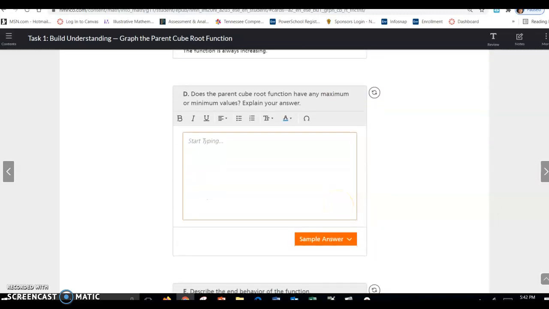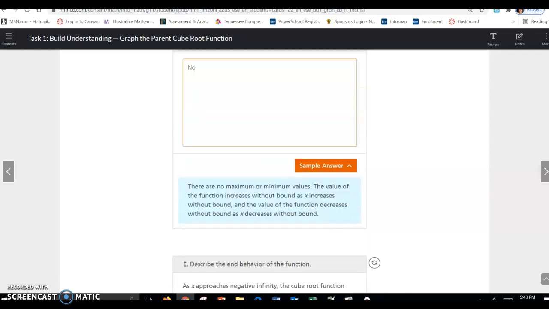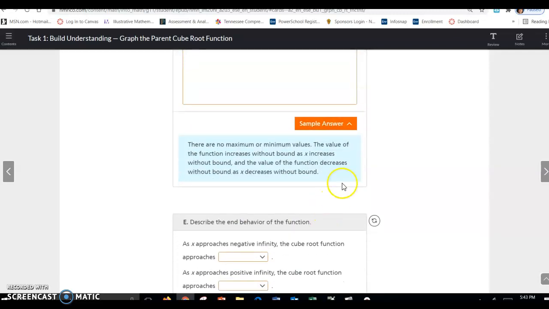Does the parent cube root function have any maximum or minimum values? The answer is no. Since it continues in both directions with arrows, it has no maximum or minimum. You can tell that using the end behavior. So let's see what the sample says. There's no max or min. The values of the function increase without bound as x increases without bound, and the values of the function decrease without bound as x decreases without bound. So again, that's just showing your end behavior.